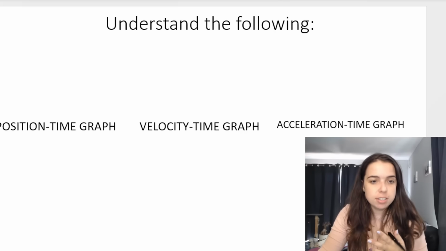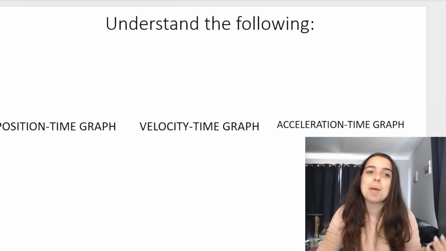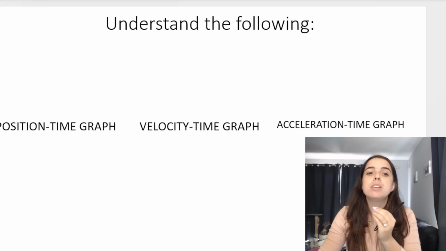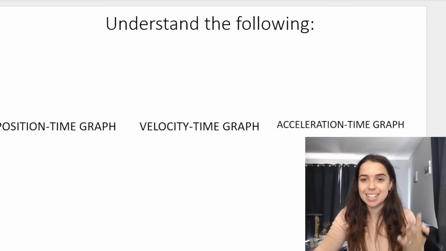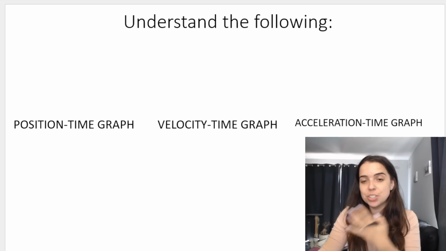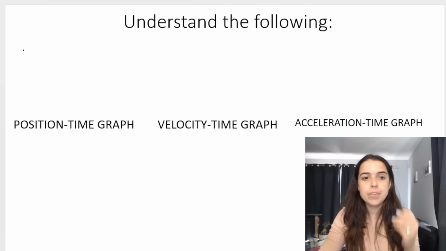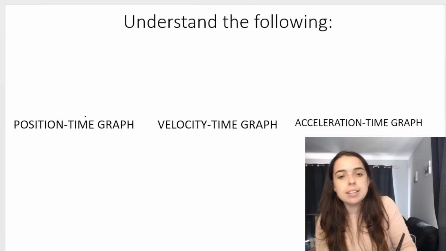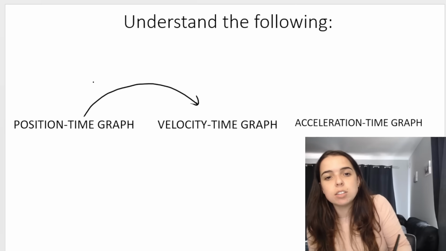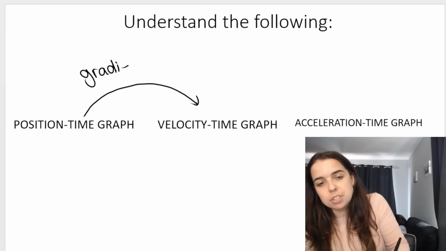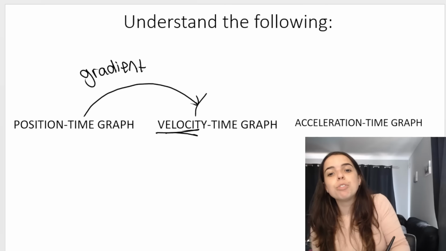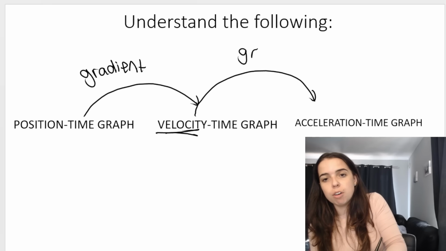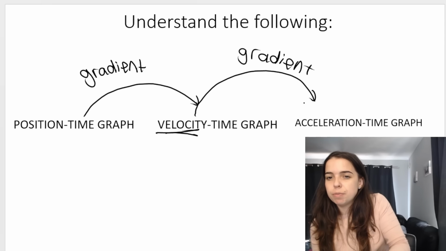Then, the last thing that I'm going to go over for graphs. Remember, I do go over all of these in more detail in their own individual videos, but I need you to understand how all three of these graphs are linked. So, position versus time graph, velocity versus time graph, acceleration versus time graph. First things first, if I take the gradient of the tangents of the position versus time graph, it gives me the velocity. If I take the gradient of the velocity versus time graph, it gives me acceleration.